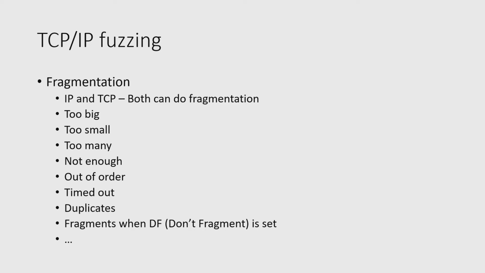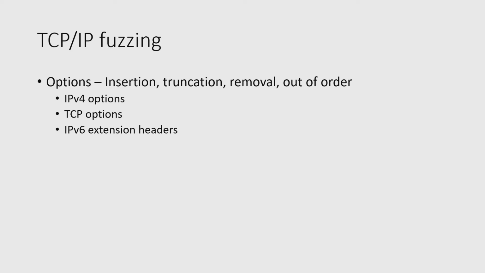And you get into all sorts of things: is it too big or too small, too many or not enough, out of order, some stuff timed out, some duplicates, or you set a don't fragment flag but you fragment anyway. You get all of these weird fragmentation things. And then lastly, options, right? So IPv4 options, TCP options, IPv6 extension headers. Insertion, truncation, removal, out of order, any combination of these could be interesting, could lead to issues in state or parser or a combination of both. So that's stuff that we would want to fuzz.